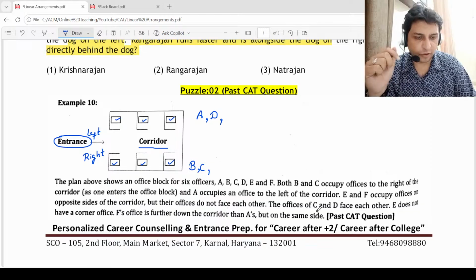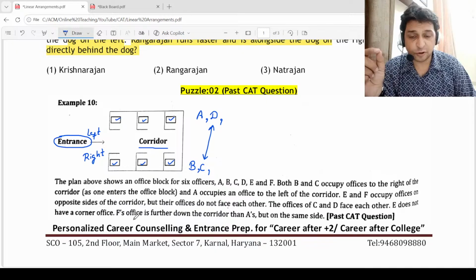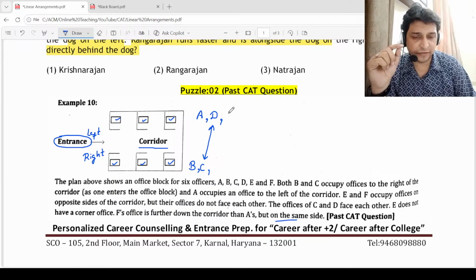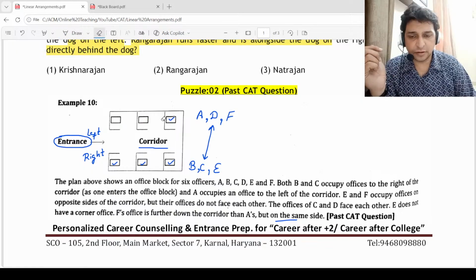The offices of C and D face each other. So C and D's offices are going to face each other. E does not have a corner office, so he is going to be in the center. F's office is further down the corridor than A's, but on the same side. That means here we're going to have F and here we're going to have E. Now let's draw the officers' names.